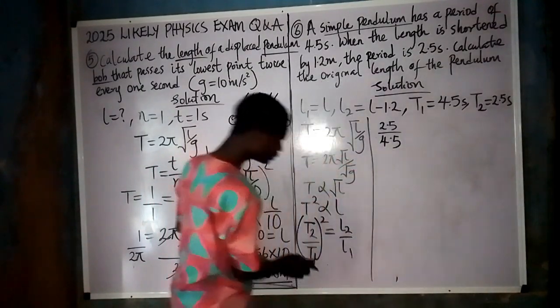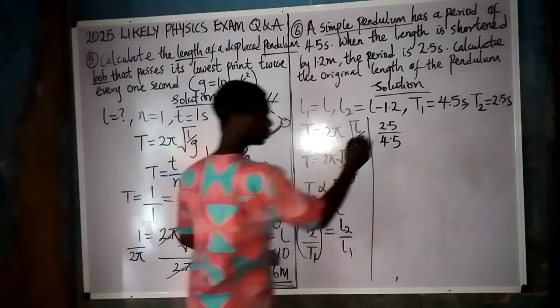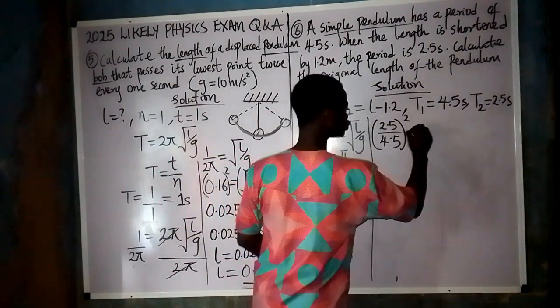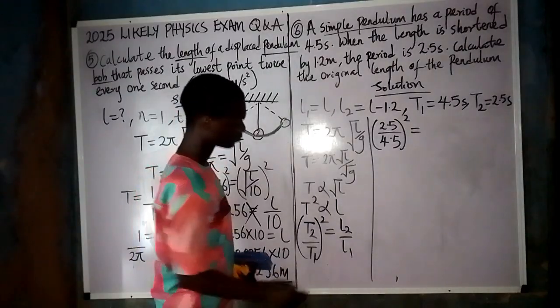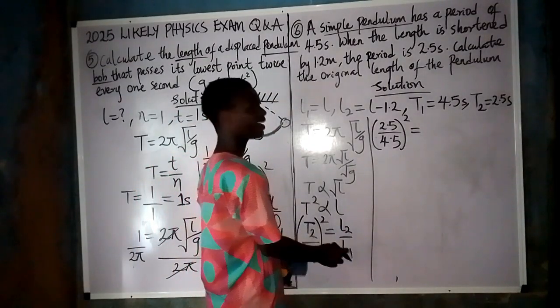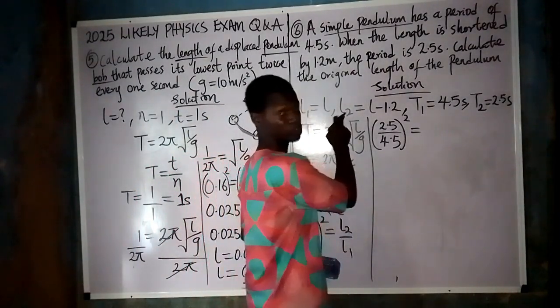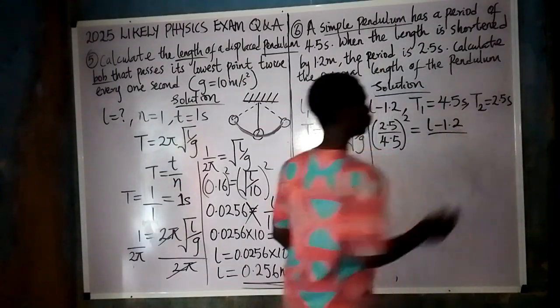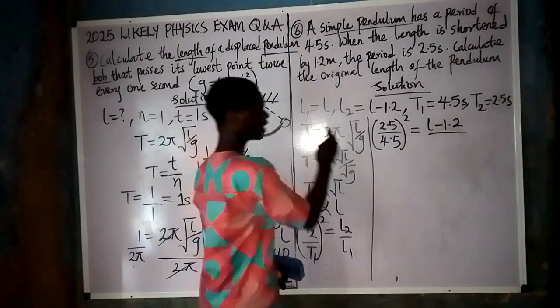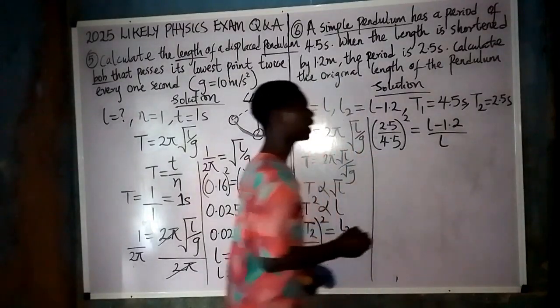4.5. Everything should be squared, is it not? Bracket raised to power 2, is it not? Now, on this other side, watch out. L2 over L1. What is L2? L minus 1.2. What is L1? L. Now this is what we now have.